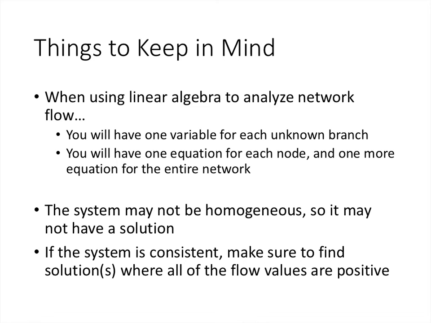So here are some things to keep in mind when you're using linear algebra to analyze network flow. As we mentioned, you're going to have one variable for each unknown branch, and one equation for each node and one more equation for the entire network. Now, this system may not be homogeneous. In the system that we just talked about, that wasn't a homogeneous system, and so it may not have a solution. But if the system is consistent, what we want to do is try to find solution or solutions where all of the flow values are positive, and that can put restrictions on what the values of certain variables can be.